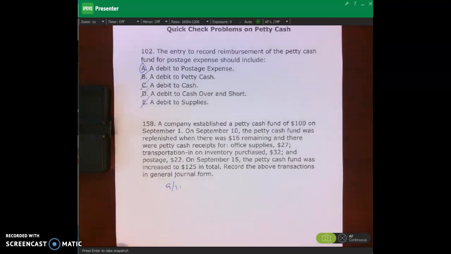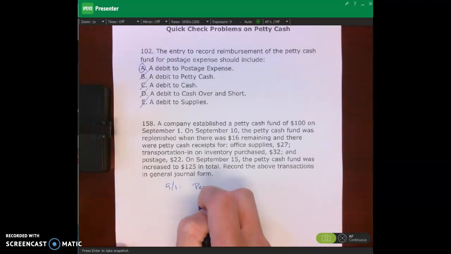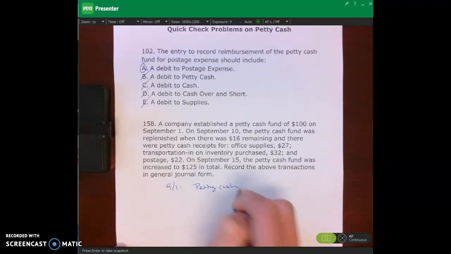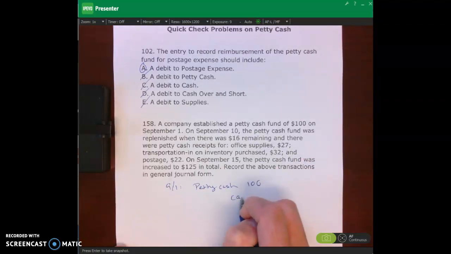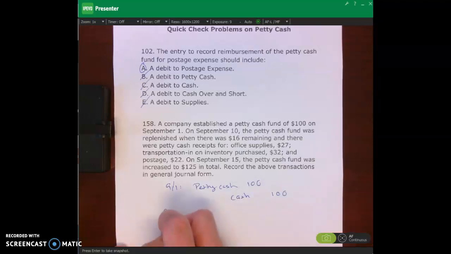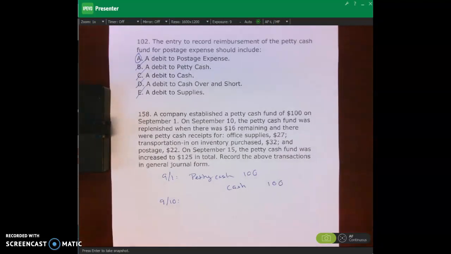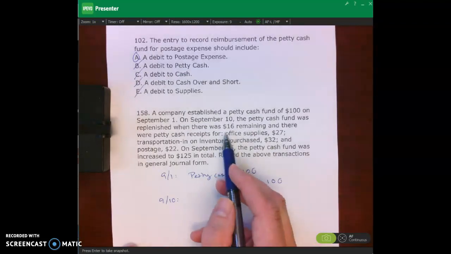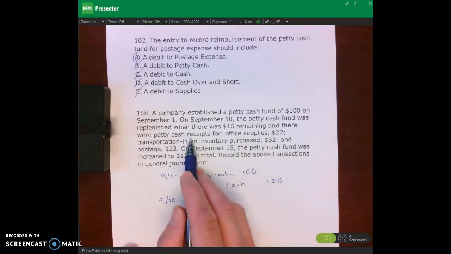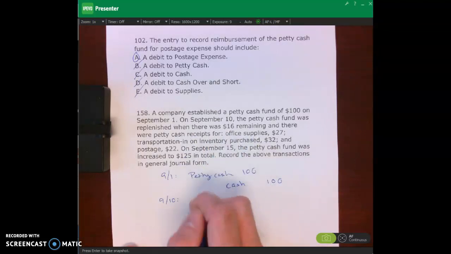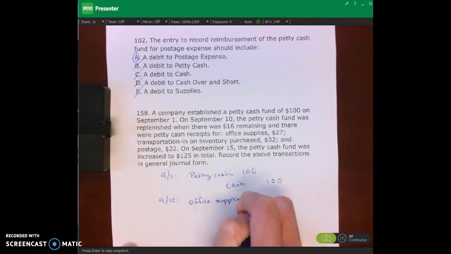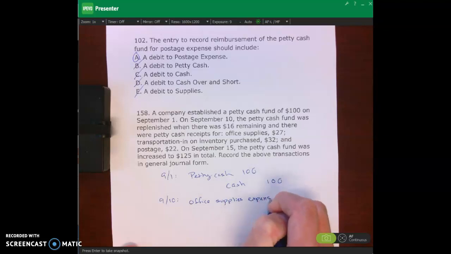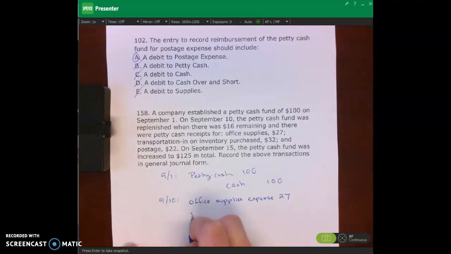We're going to establish our petty cash fund. Remember, that's a debit to petty cash, in this case for $100, and then a credit to cash for $100. On 9/10, we have to do our journal entry to reimburse our petty cash fund. So we have petty cash receipts, office supplies 27. So that's our office supplies expense, $27.